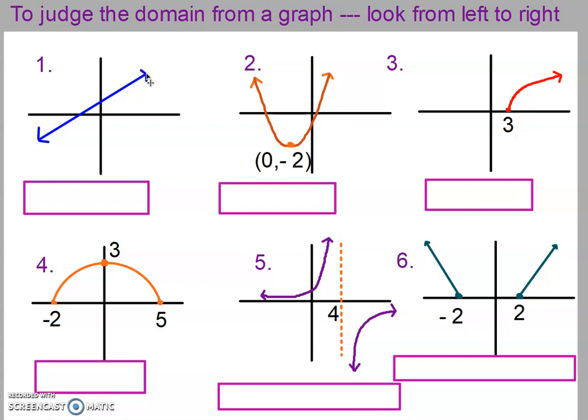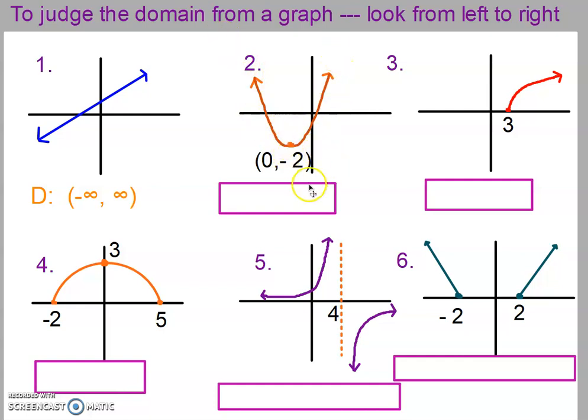So anytime we're deciding on domain, we always go smaller number, comma, bigger number. So we're going from left to right to go smaller to bigger. Notice this graph goes to the left forever. It also goes to the right forever. There's no holes or breaks in that graph of any kind. So the domain on this one is actually negative infinity to infinity. Infinities always get parentheses.